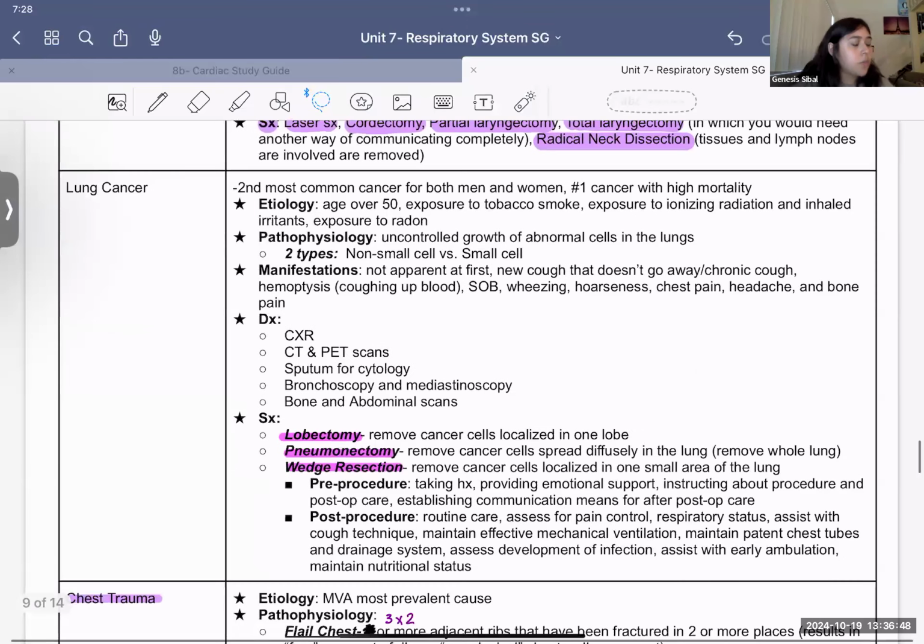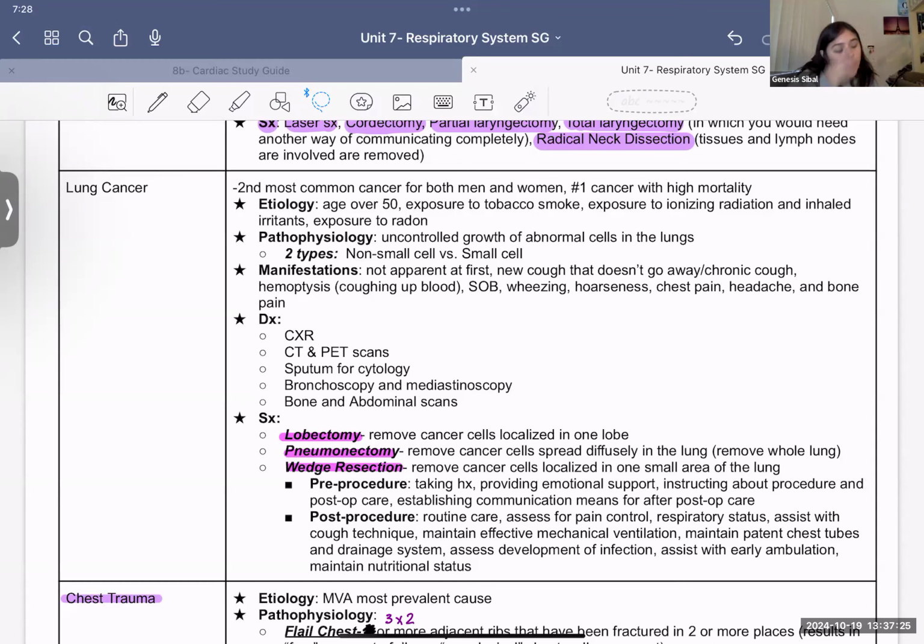So for lung cancer, it's going to be the same thing. It definitely is one of the common cancers, number one cancer with the highest mortality. And again, I think it has to do with your respiratory system, right? So age over 50, exposure to smoke, exposure to radiation or inhaled irritants, and exposure to radon. So you can have uncontrolled growth of abnormal cells in the lungs. We know that with cancer, they just don't care about what they're doing. They're just going to grow wherever they want, do whatever they want. So you have two types: non-small cell versus small cell. I don't think you have to know that, but it says that on there.